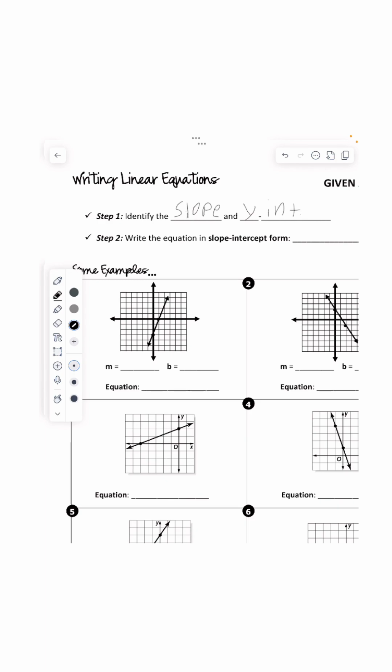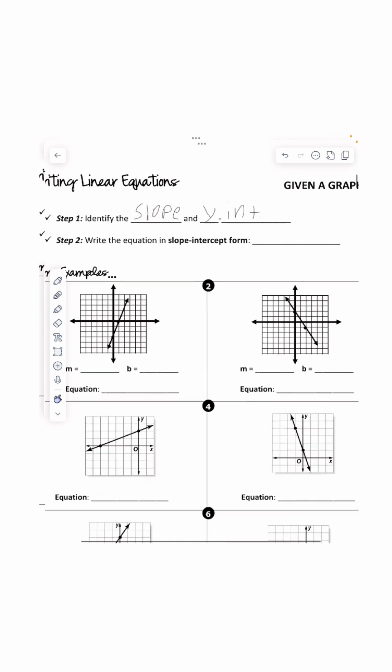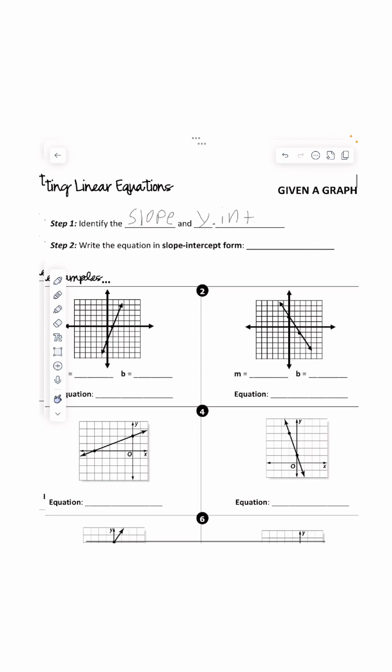And your y-intercept. And then we'll change it to slope-intercept form. What is slope-intercept form? y equals mx plus b. Again, feel free to pause the video if you need to, to get that information.